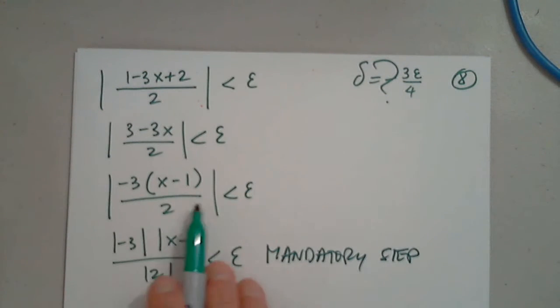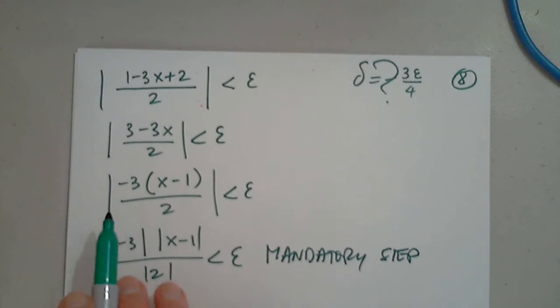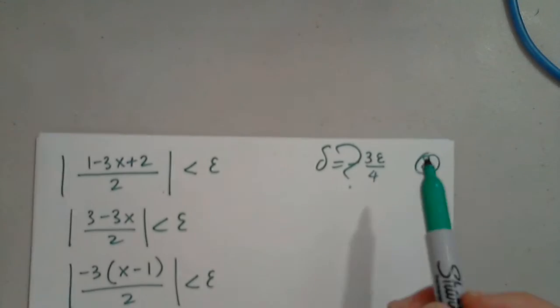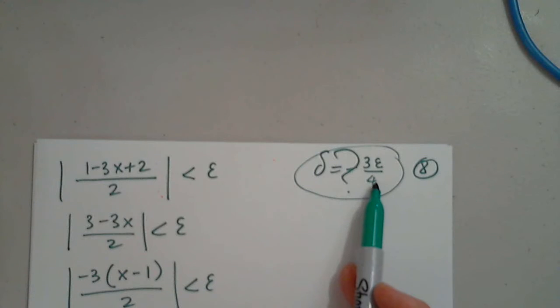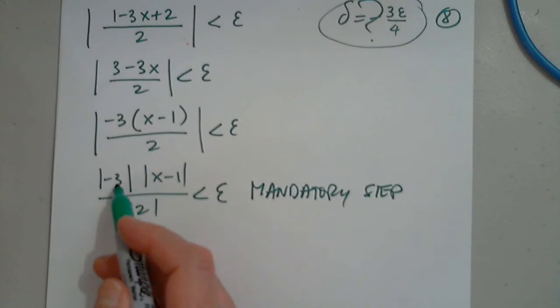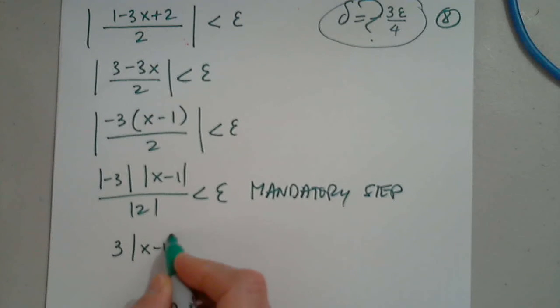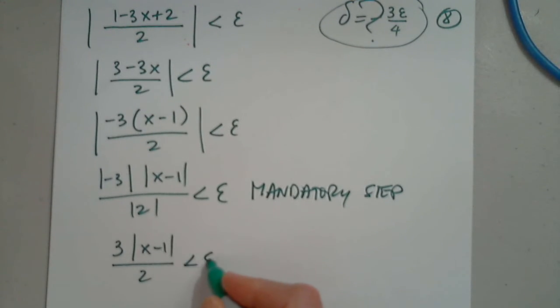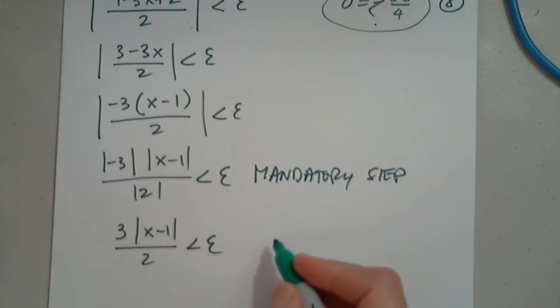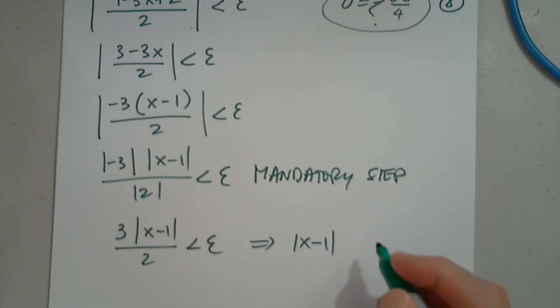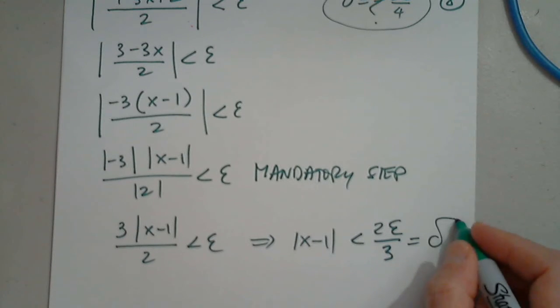Do not assume that you can multiply both sides by 2 and divide. Do not. That's how you got a delta which is negative. Okay, the absolute value of negative 3 is 3, then x minus 1, and this is 2, and less than epsilon. We multiply both sides by 2/3 to get the absolute value of x minus 1 less than 2 epsilon over 3. And this must be our delta.